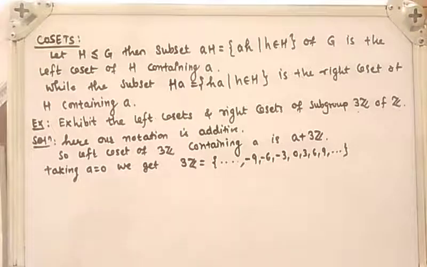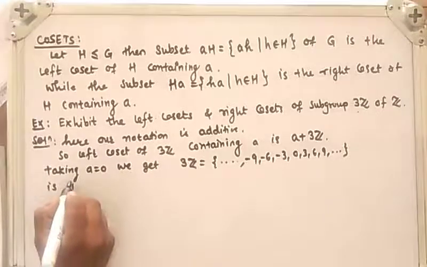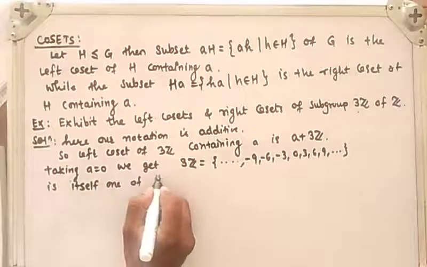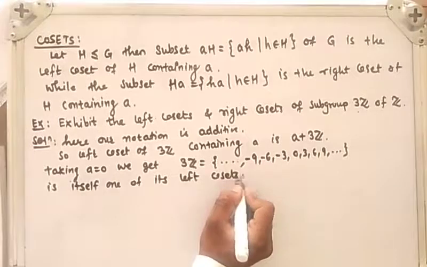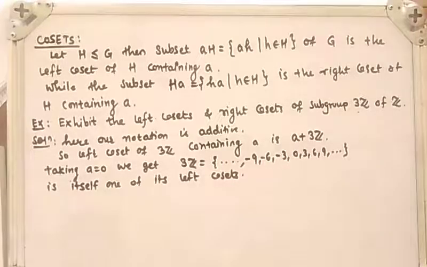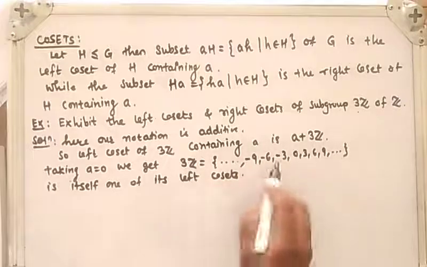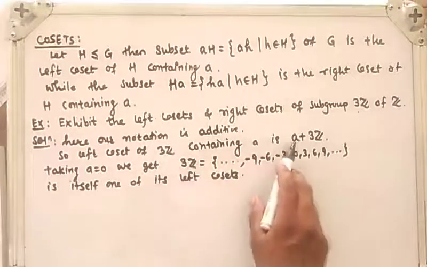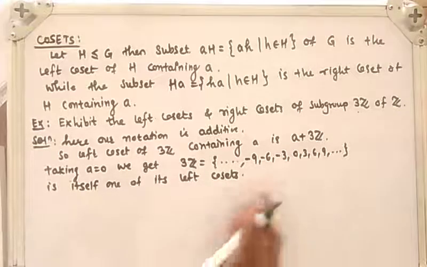Now it is itself one of its left cosets. So here is the first coset. Now I will put here, this is the first partition. Now next I will put a equal to 1, which is the coset containing 0.